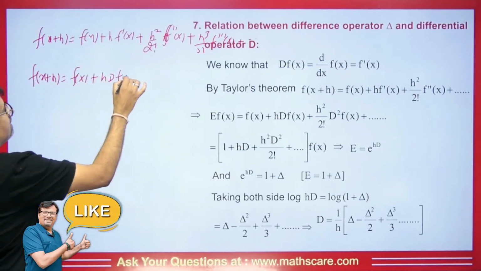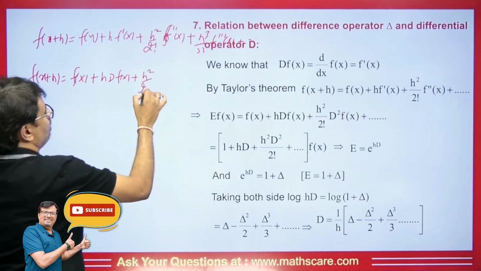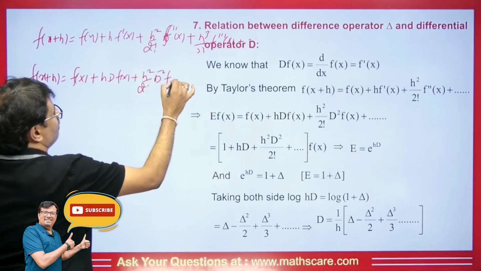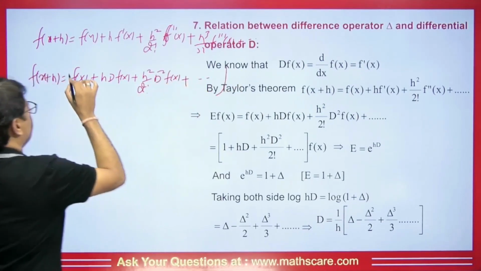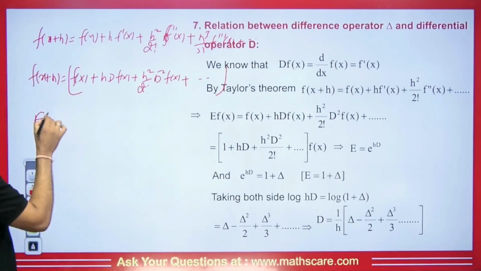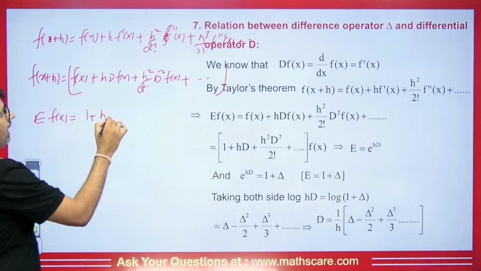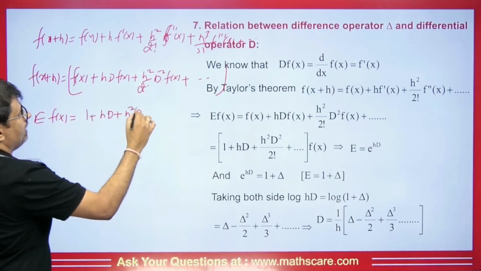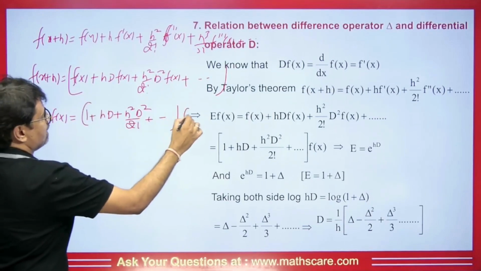Do you understand this, students? Plus h square upon 2 factorial, I can write this as D square f(x), and it keeps on going like this. Now what we will do is take this f(x) common, backwards, so I can write the left side with the shift operator E. So E f(x) is equal to 1 plus hD plus h square D square upon 2 factorial, and so on, times f(x).